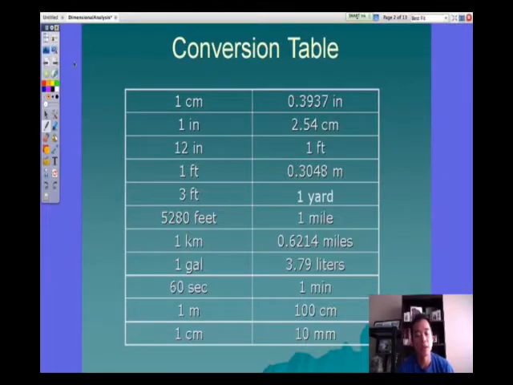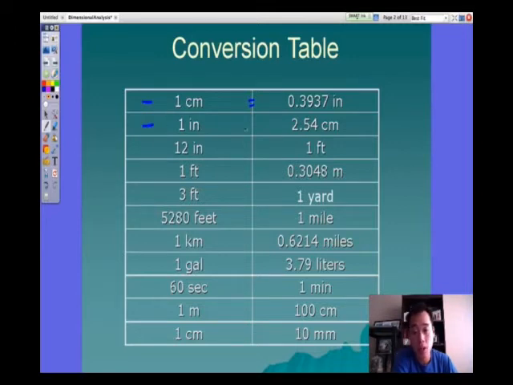Here's a cheat sheet that I created for you, our conversion table. If the sub's in the room or if I'm in the room, I'm going to pause it and have you copy this down. I'm not going to make you memorize this table, but there are a couple that you should know by heart. For example, the first one, every 1 centimeter is equivalent to 0.3937 of an inch.